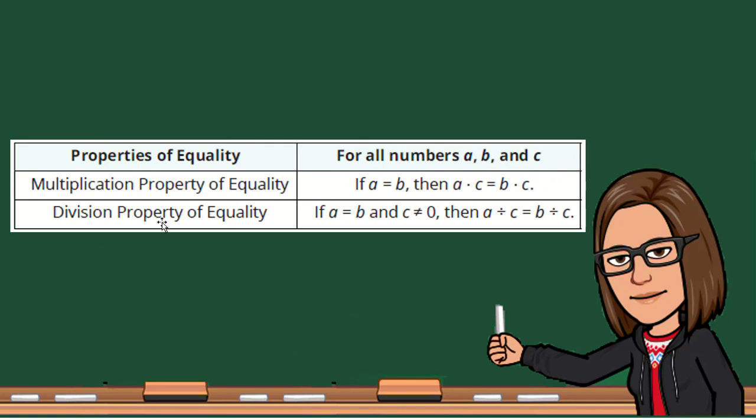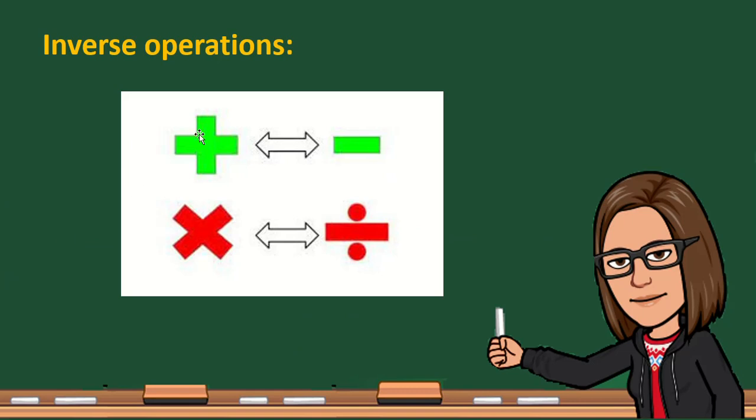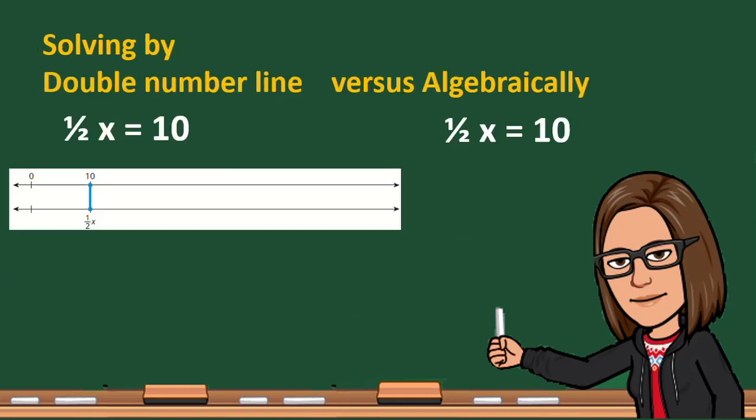And the division property of equality, which is the same thing, where you divide by the same number on both sides, and it's going to be equal. The main thing you need to remember about the multiplication and division properties is you're finding your inverse operation. Remember, inverse operations are just opposites: the opposite of addition is subtraction, the opposite of multiplication is division. We're going to go through an example of this using a double number line and algebraically. So let's go through it.